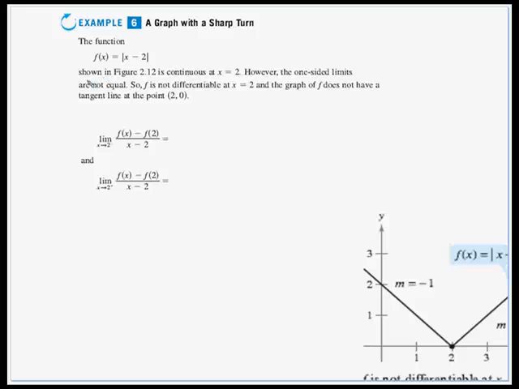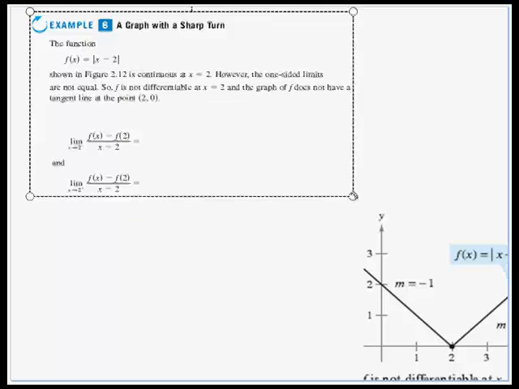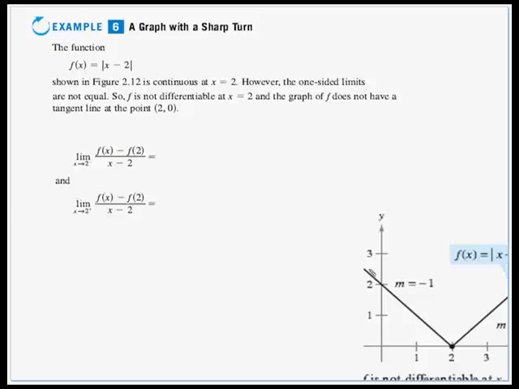However, we have two one-sided limits that are not equal. So we're not going to be differentiable at that point x equals 2, where the sharp turn occurs. And the graph of f does not have a tangent line at that point. Let's check this out.